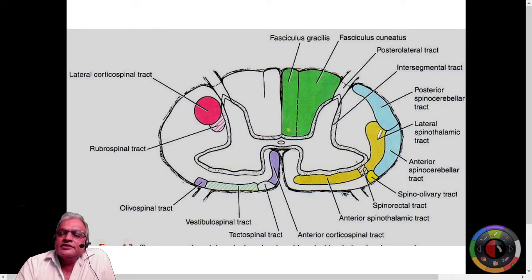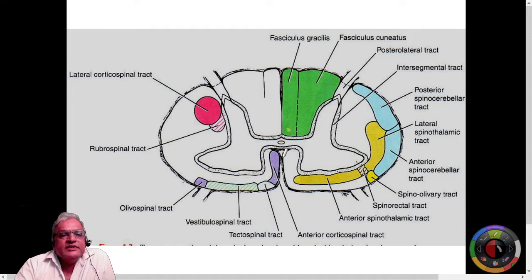So this is the lateral spinothalamic tract, and here, which goes to the anterior funiculus, is the anterior spinothalamic tract. And in between you have smaller tracts, which are the spino-olivary tract, and sorry, this is not spinorectal, it is a spinotectal tract which goes to the superior colliculus in the midbrain. So that is your main ascending fibers.